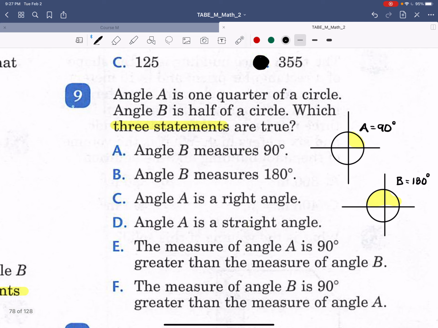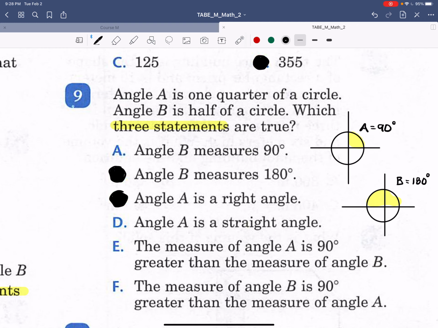Angle B measures 90 degrees. That's not true. Angle B measures 180. That's true. Angle A is a right angle. That's true. It's 90 degrees. Angle A is a straight angle.